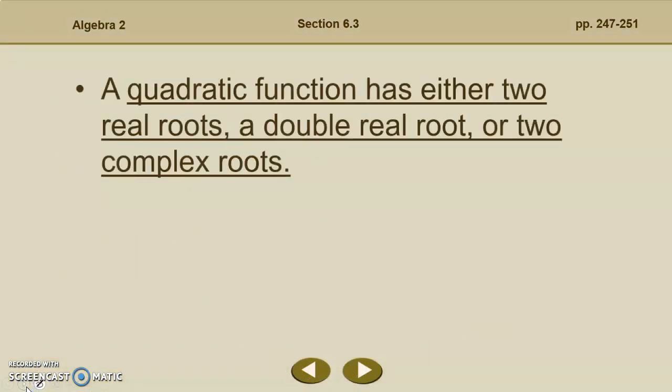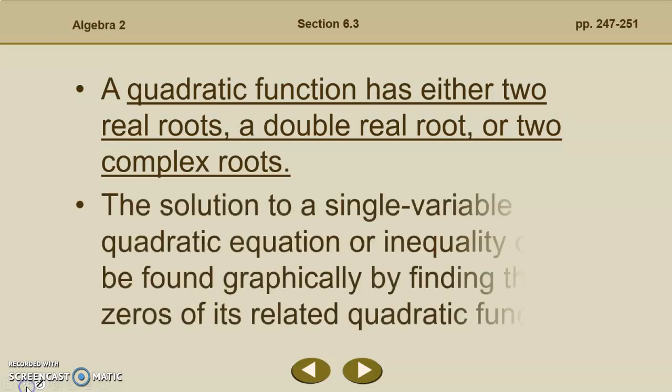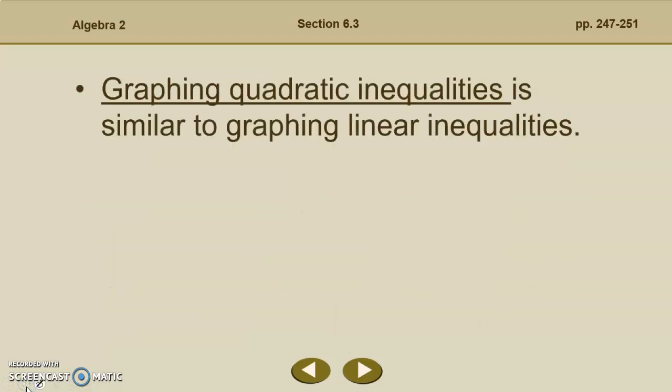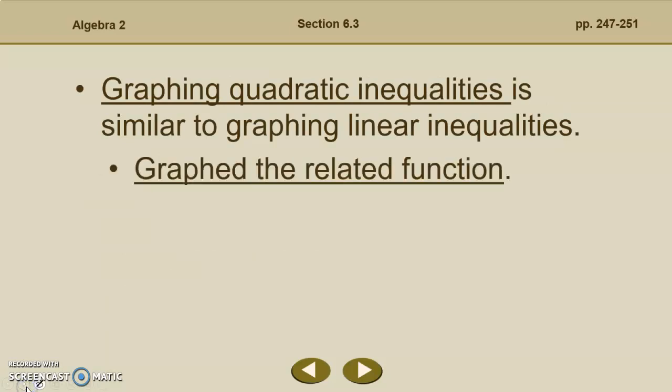A quadratic function has either 2 real roots, a double real root, or 2 complex roots. It is quadratic. There is an x squared term, so you are going to have 2 of some kind of root. The solution to a single variable quadratic equation or inequality can be found graphically by finding the zeros of its related quadratic function. Graphing quadratic inequalities is similar to graphing linear inequalities.